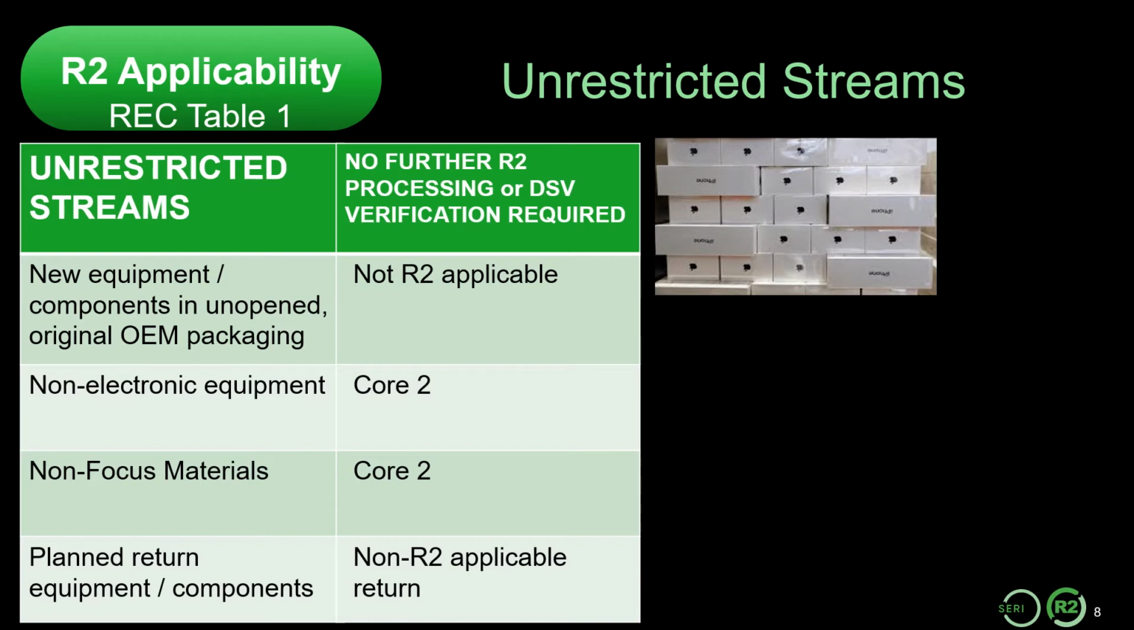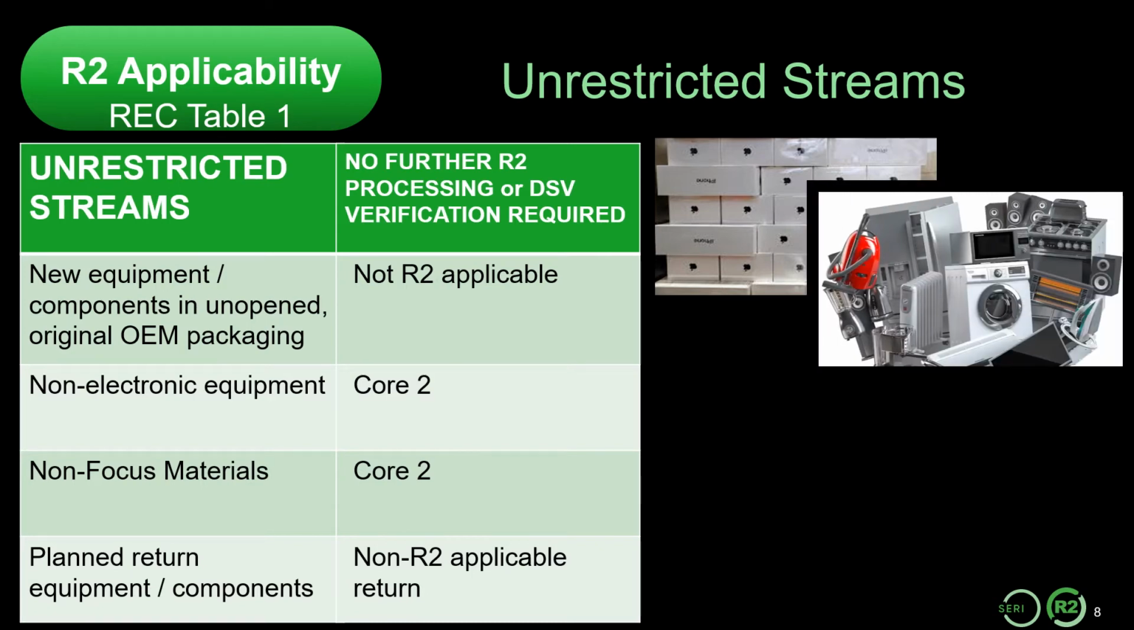In this case, it is not R2 applicable because new unopened products are outside the scope of R2, which pertains to used electronics. The next example is non-electronic equipment. In the R2 standard, electronic equipment refers to equipment that is primarily information or communications technology, such as computers, phones, copiers, and TVs. Non-electronic equipment in the R2 standard includes items such as appliances, which may contain electronic components, but do not meet the R2 definition of an electronic device.